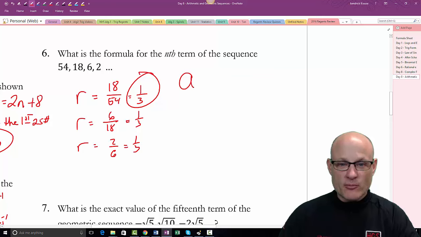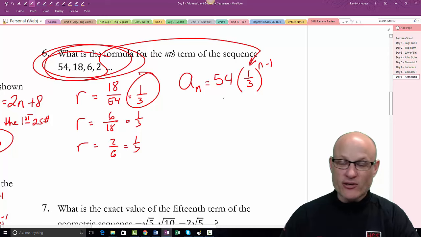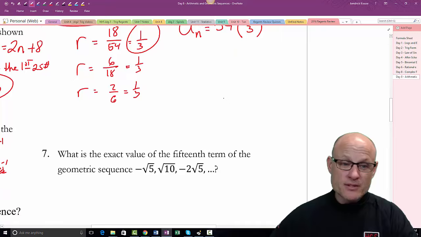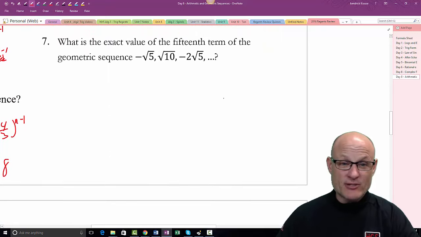So now I'm going to take my formula, a sub n equals the first one, which is 54, times 1/3 to the n minus 1. Notice how they're getting smaller. That's why this is a fraction less than 1. It's just how it works. Done. What is the exact value of the 15th term of the geometric sequence?